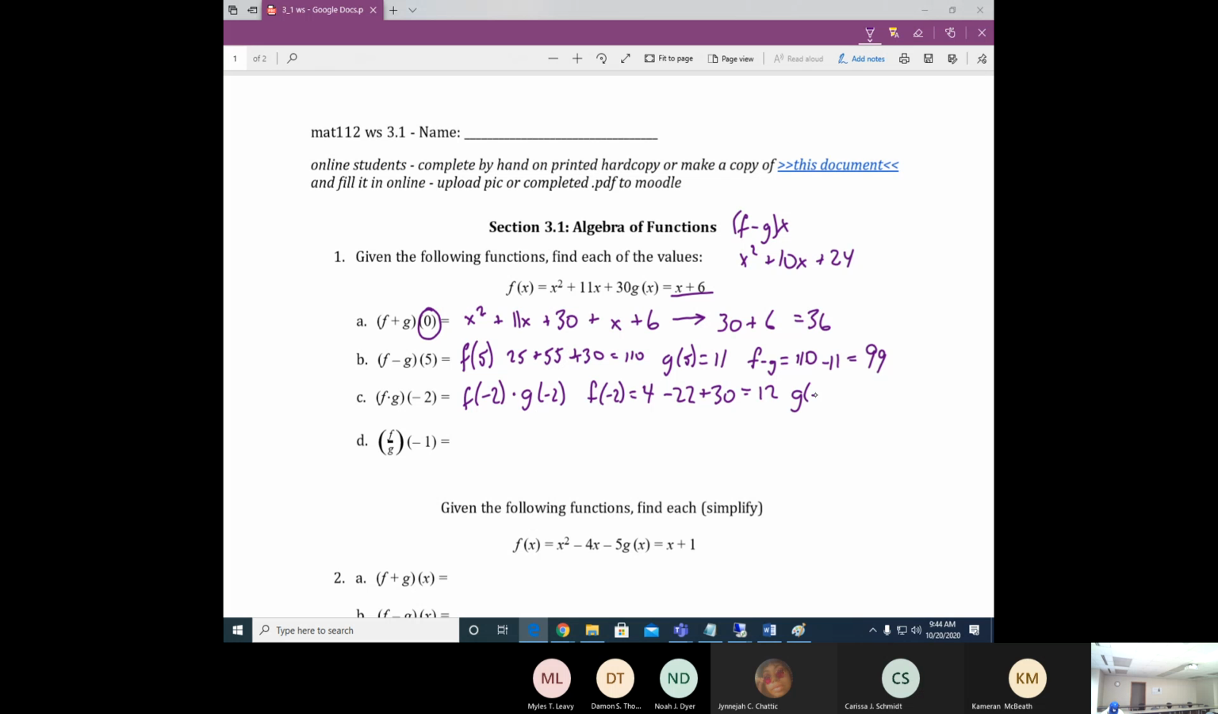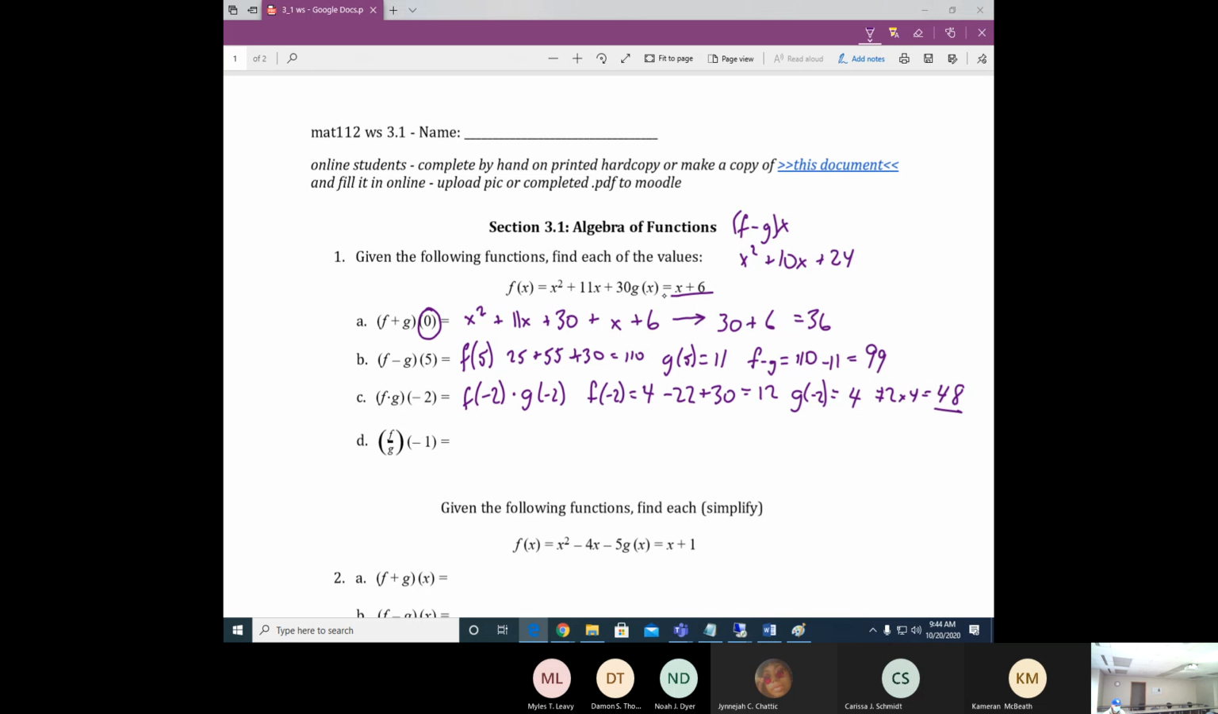G at -2 gives me -2 plus 6, or 4. And now multiply them. 12 times 4 gives me 48. So f times g at -2 is 48.